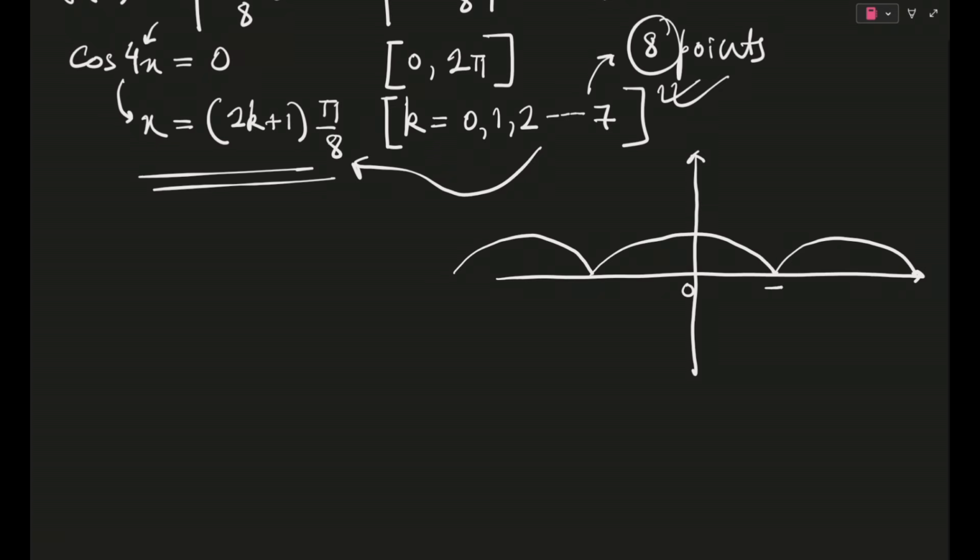And this first point will be your pi by 8. And I guess the second point will be for k equals 1, right? So that will be 3 pi by 8. And this will obviously be minus pi by 8. Okay, very easy to draw, right? So I hope no more confusions. So guys, your Q part's answer will come out to be 8.